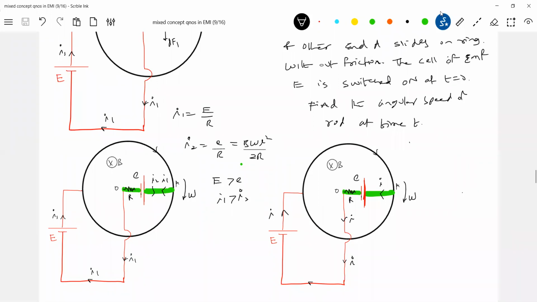Come in order. Due to I1, the torque will be clockwise. Due to I2, the torque will be anti-clockwise. And since I1 is greater than I2, what will happen? The angular velocity of the rod will keep on increasing. The net torque will be clockwise. Where is Lenz's law? I1 is the cause, I2 is the opposition.